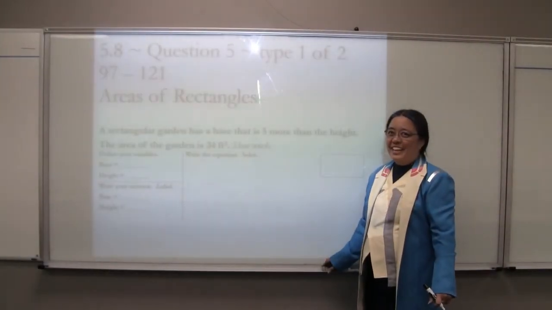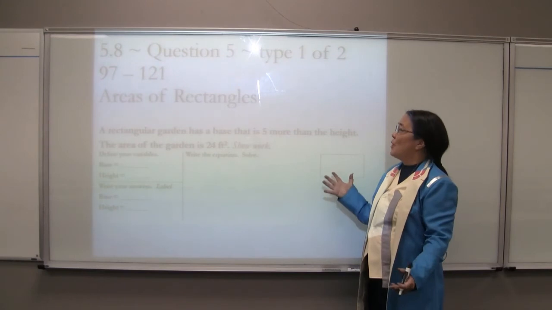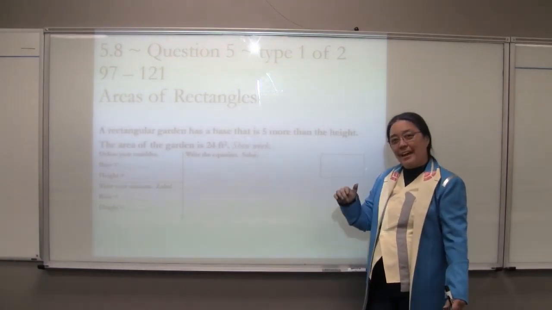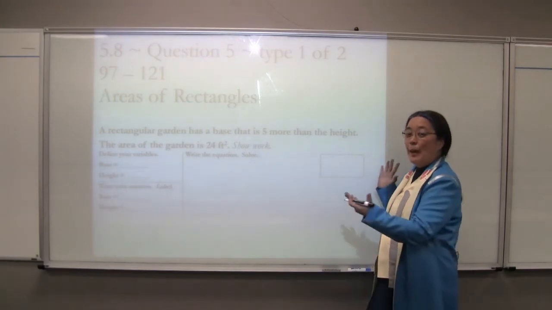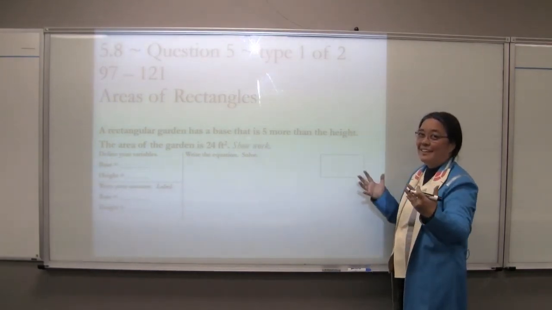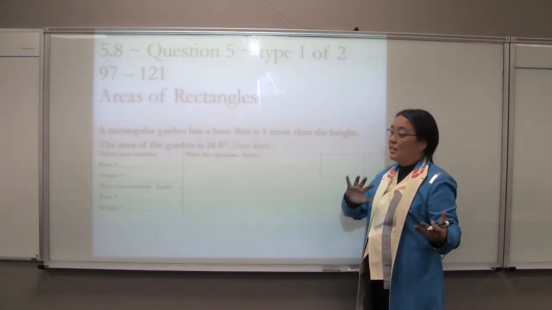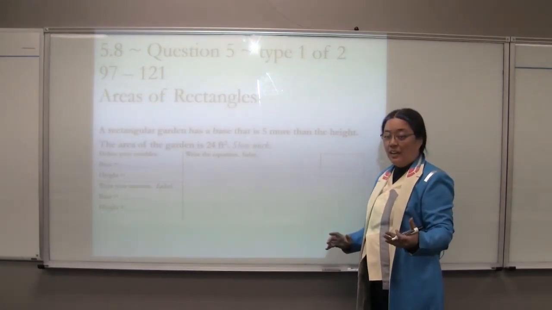Chapter 5, Section 8, Question 5, Type 1 of 2. You know it was going to happen. Word problems and factoring living together. Pictures, labeling, all of it. This is the last and hardest question in all of 099A.